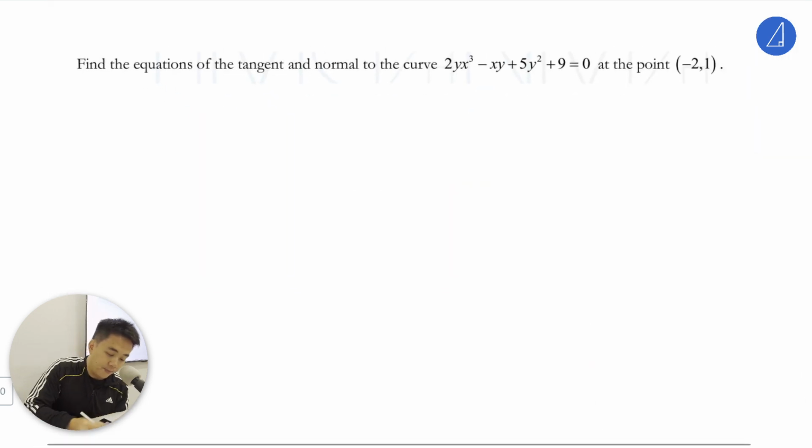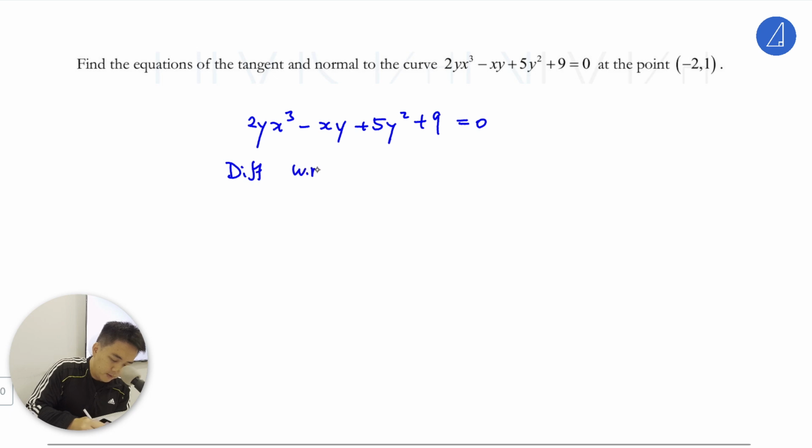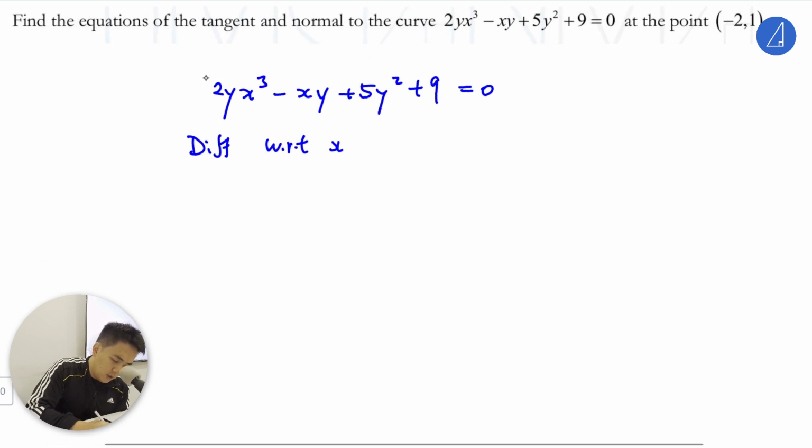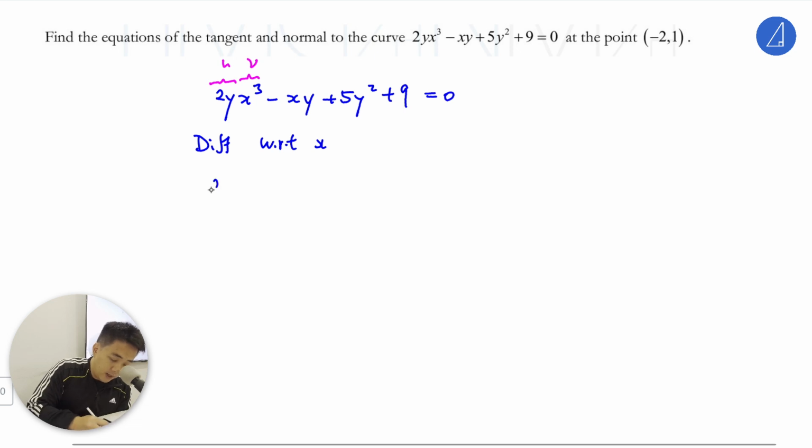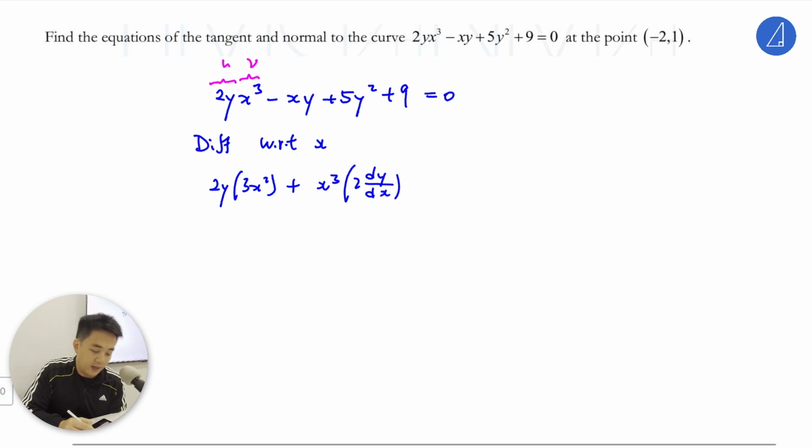Actually, it's very simple lah. What you do is you just use implicit differentiation. Okay, plus 5y squared plus 9 equals 0. So differentiate with respect to x. So this is your u, this is your v. Okay, same thing. Keep the one on the left, differentiate the one on the right, plus keep the one on the right, differentiate the one on the left, then minus off.